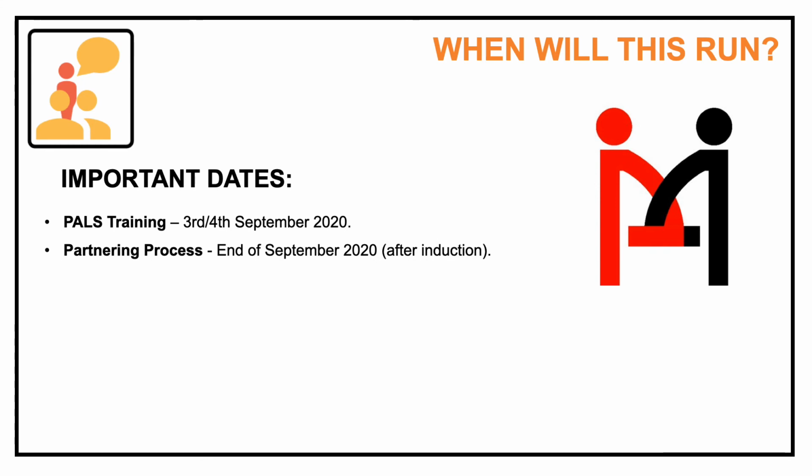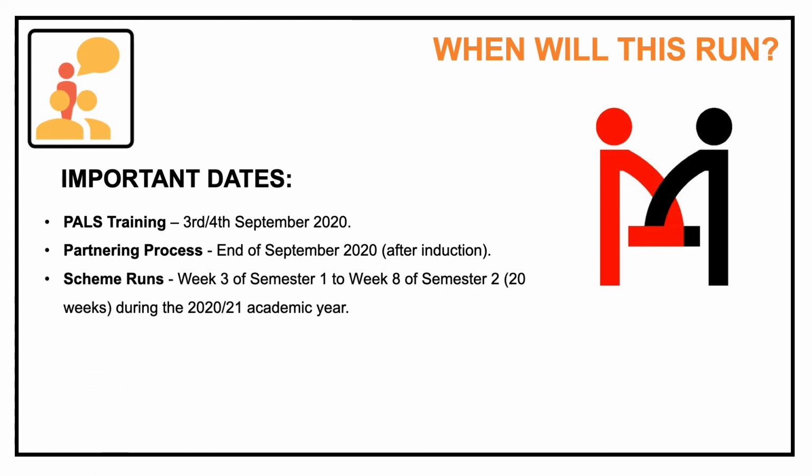After that, we have the partnering process, which takes place at the end of September after induction. The reason being, we give out study skills forms to all BA1s when they come for induction, which this year is being carried out online. From here, we use the study skills forms as a tool to identify those first year students who may benefit from having a third year PAL.